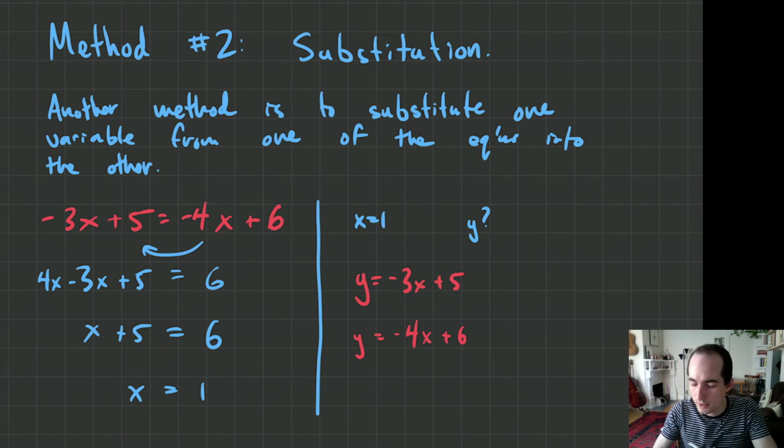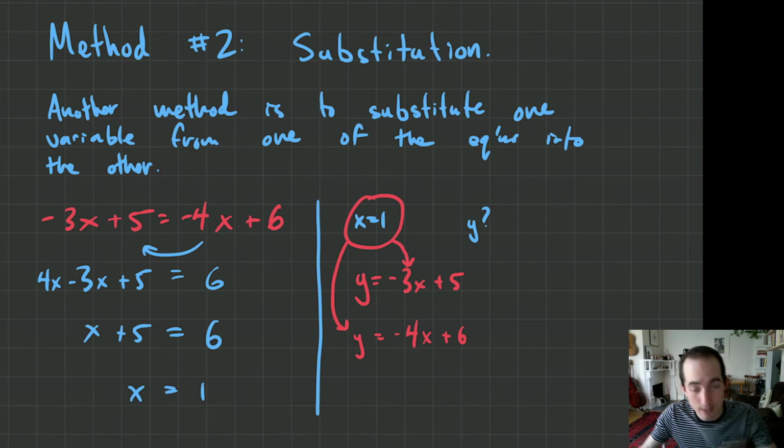Okay, so what we can do now is choose either of these equations. Either of them. It doesn't matter which one. You can choose either of them and plug our value of x into it. The whole point is that we will get the same value for y regardless of which equation we choose. We'd better get the same y, otherwise it wouldn't be a solution to the system. So let's punch it in.